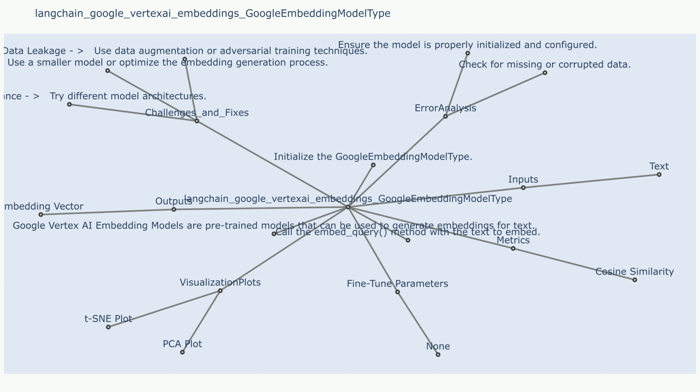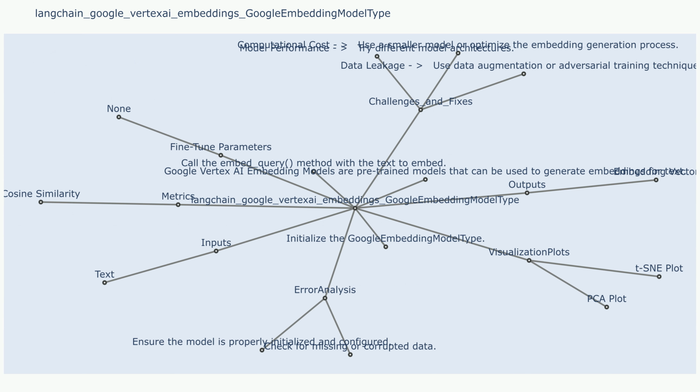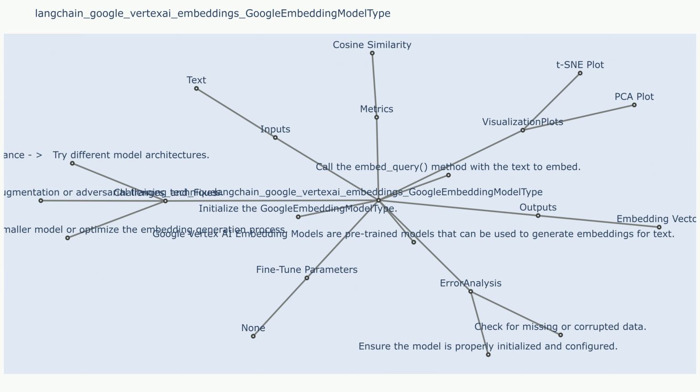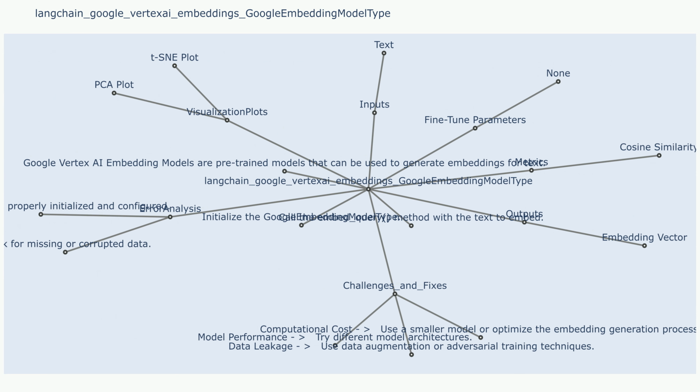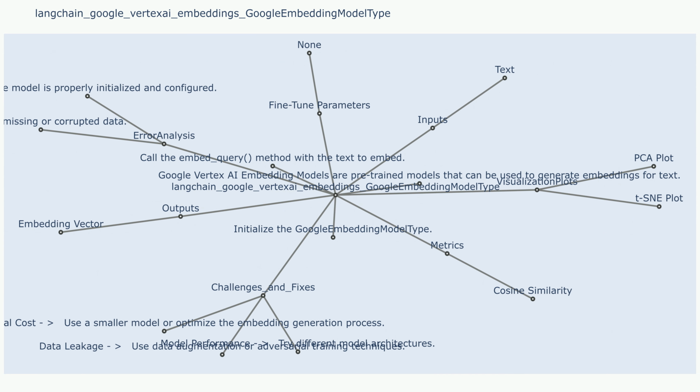Challenges and fixes. Challenge 1: choosing the right embedding model. Sample use case that resulted in challenge 1: choosing an embedding model that is not optimized for the specific domain or task can lead to suboptimal performance. Fixes to challenge 1: consult Google Vertex AI's model catalog to select an embedding model tailored to your specific needs, such as text classification, semantic search, or question answering. Consider experimenting with different models to find the best fit for your application.